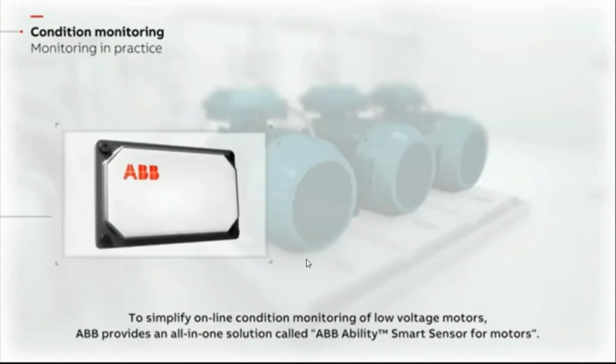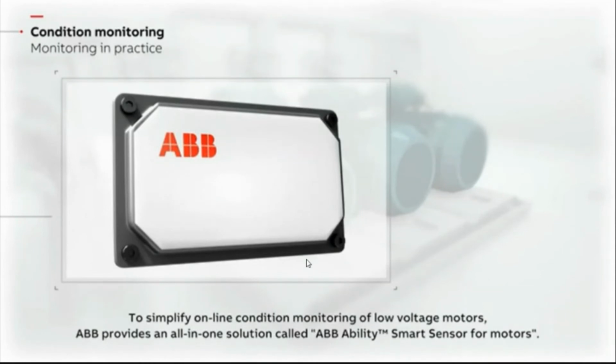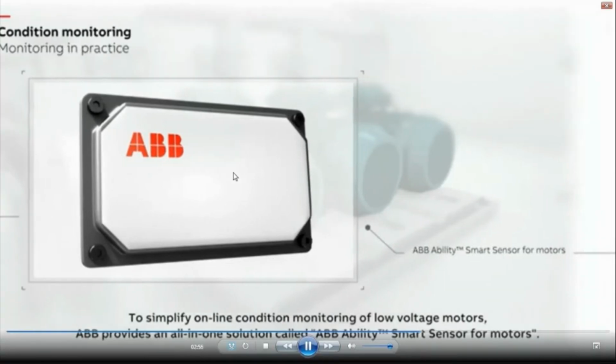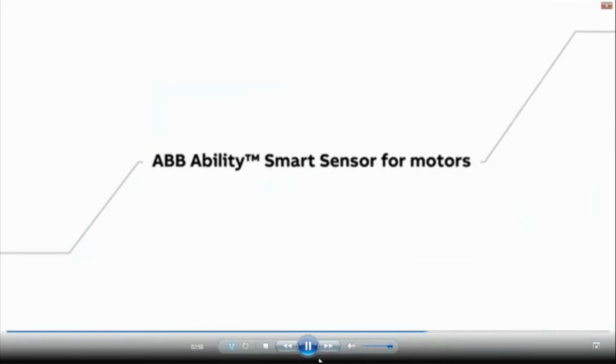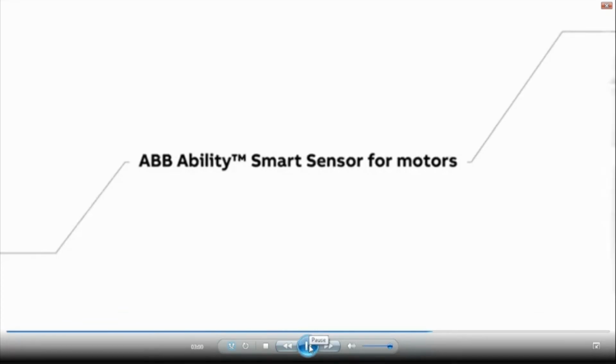To simplify online condition monitoring of low voltage motors, ABB provides an all-in-one solution called ABB Ability Smart Sensor for Motors. So we are understanding the case study of ABB, where they are using the smart sensors for the motor so that the data can be gathered continuously and the timely decisions can be taken for all these motors. Let us have a look.